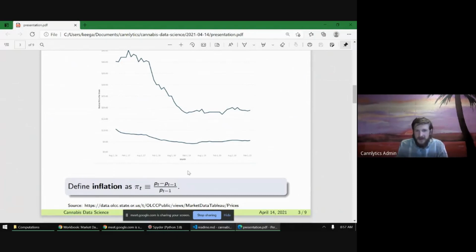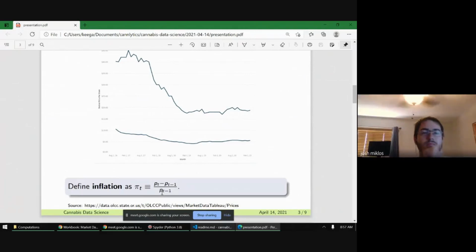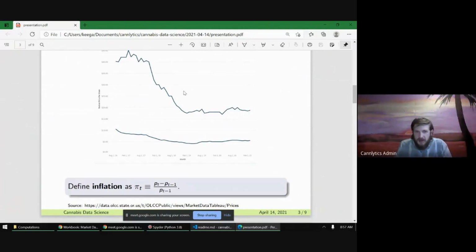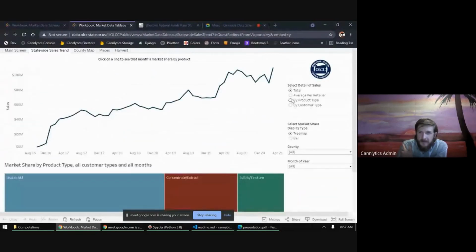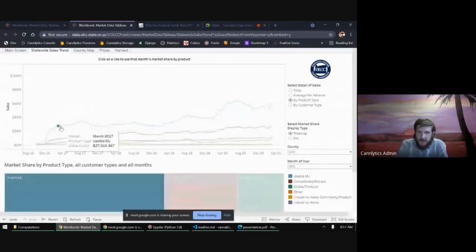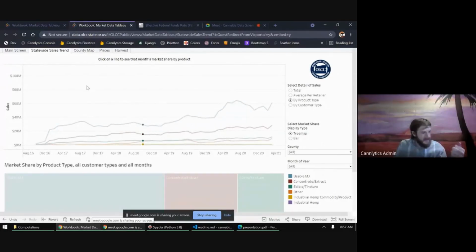So essentially, we'll be calculating the price today, minus the price yesterday, divided by the price yesterday. I've realized the way that we want to do this properly is actually to take a weighted average of price based off of the amount sold. Was there a question?